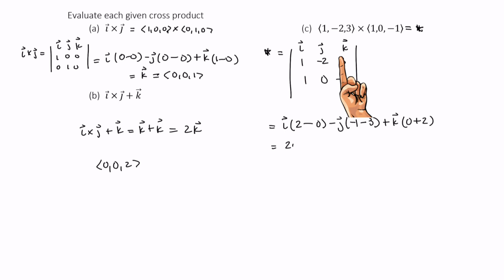So we end up with what? 2i plus 4j plus 2k. So that's equal to 2, 4, 2.